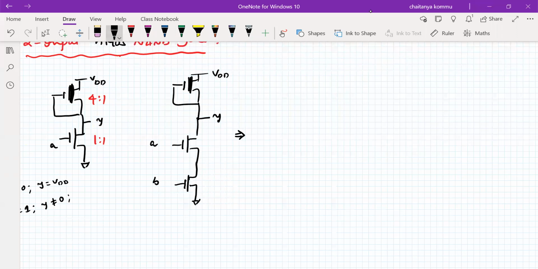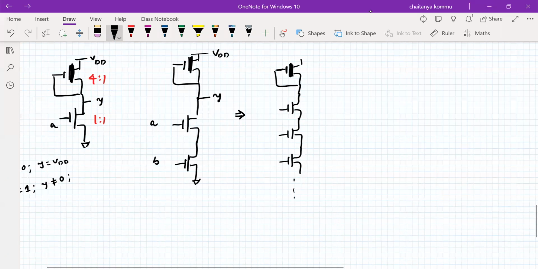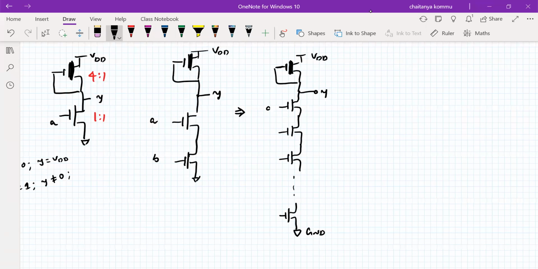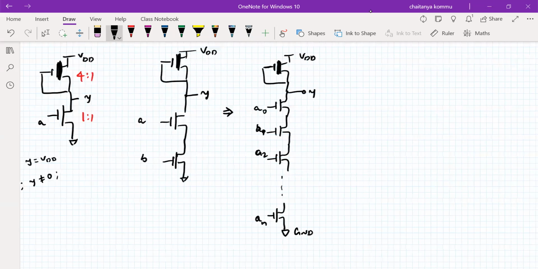Let us consider an n-input NAND gate. So this is one transistor here, another transistor here, another here, and so on up to n transistors. So the two-input NAND gate and the n-input NAND gate scenarios are the same, with inputs A0, A1, A2, and so on up to AN.